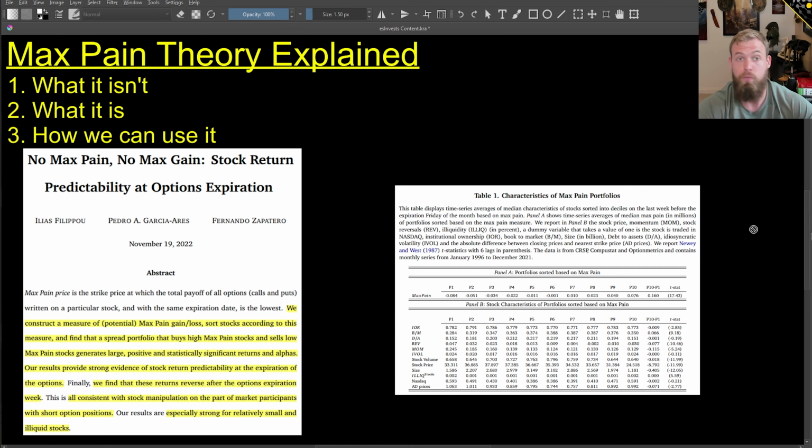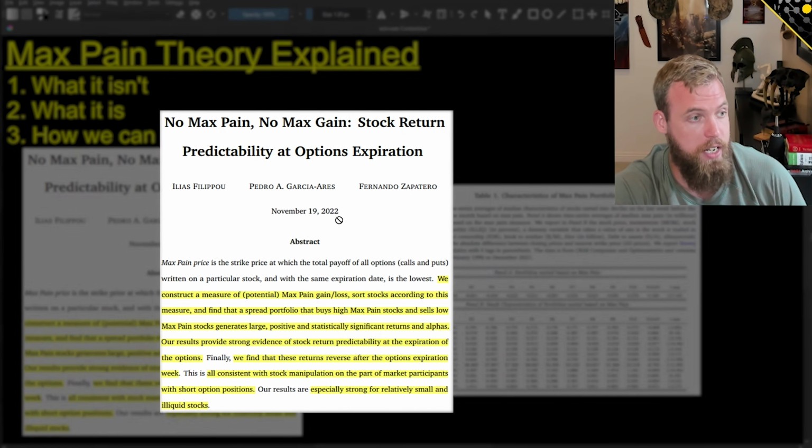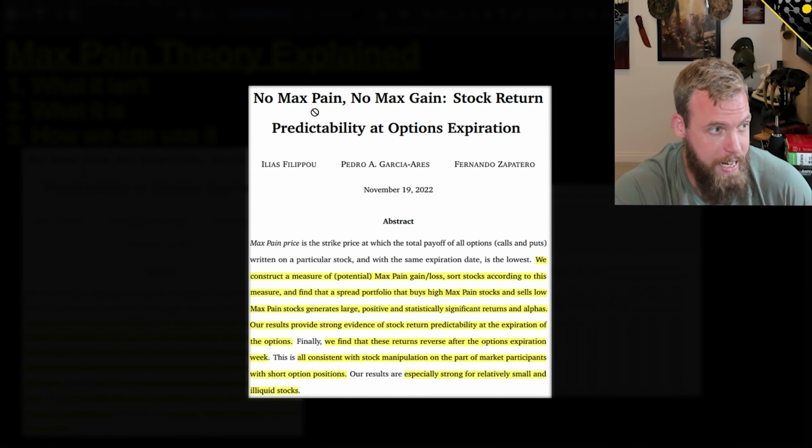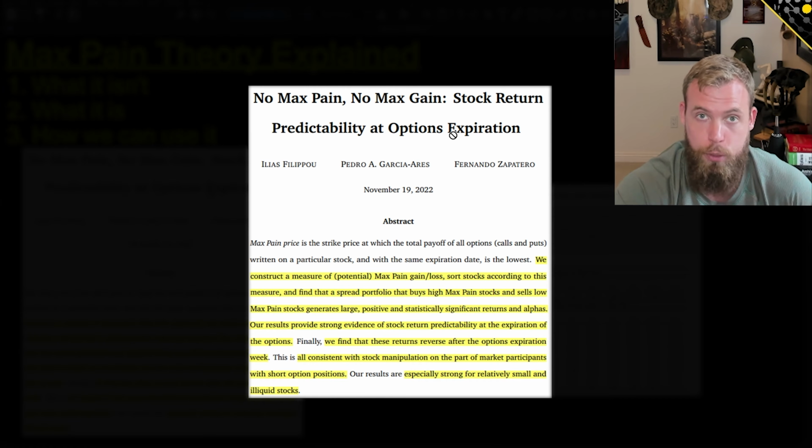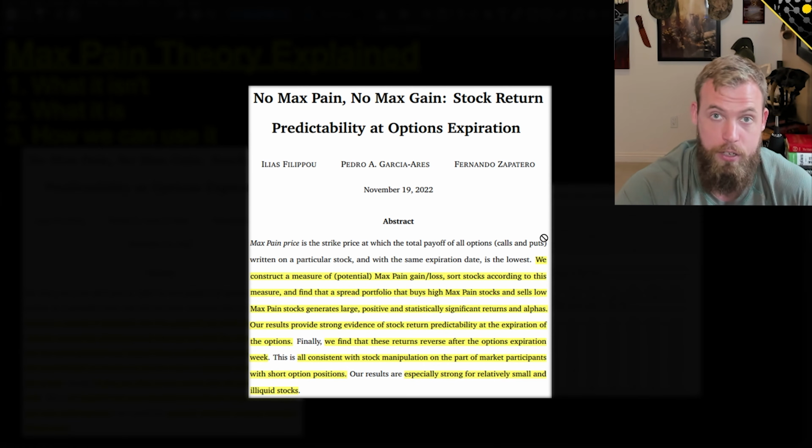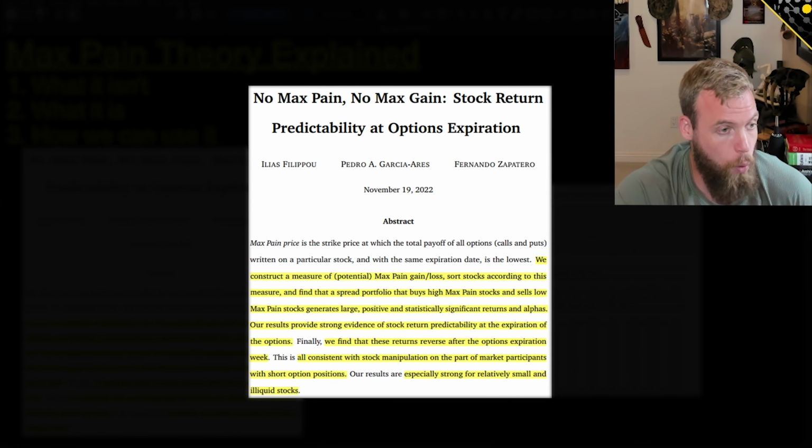I have a really comprehensive data set on this actually, but mine's not peer reviewed. This is. And this is actually a pretty recent study. This is from 19 November 2022. And it says, "No max pain, no gain: Stock return predictability at option expiration." And there are some really interesting bits in here. So I've highlighted those for you, but let's take a look.